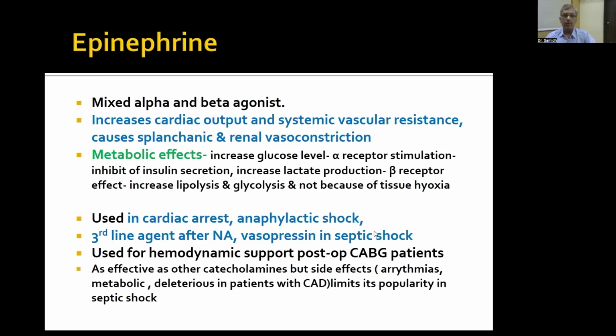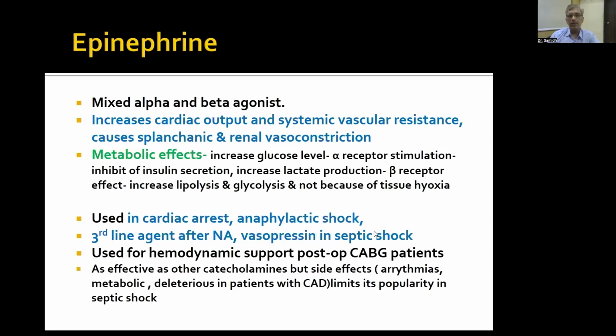There are a lot of metabolic effects also associated with epinephrine, like increased glucose level, which occurs because of alpha receptor stimulation. This results in the inhibition of insulin secretion, and that is why the glucose level increases. Also, it causes an increase in lactate level because of beta receptor stimulation, which causes lipolysis and glycolysis, and that leads to lactic acidosis. So when the patient is on adrenaline, an increase in lactate is expected, though it is mild to moderate, not very high, and it is not because of tissue hypoxia. It can be a metabolic side effect of epinephrine.